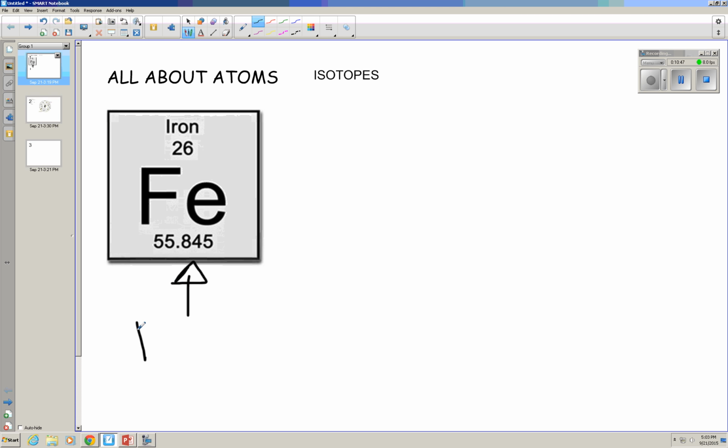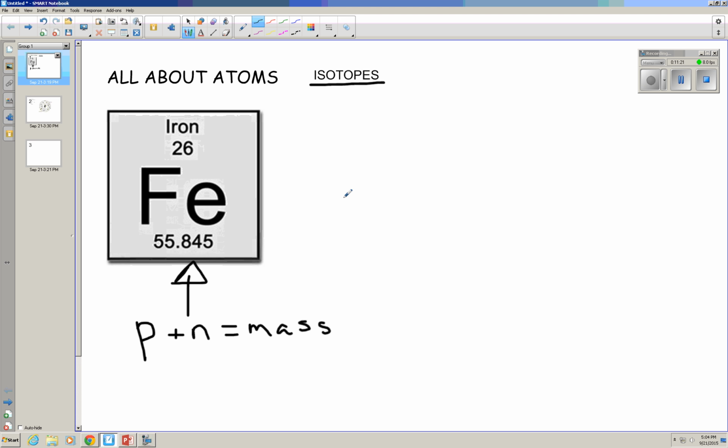I've been telling you for the past 10.48 minutes that the number of protons plus the number of neutrons gives me the mass. So how the heck am I getting a mass of 55.845? Can I have 0.845 of a proton or 0.845 of a neutron? No way. You can't have part of one of those things. So enter what we call an isotope.